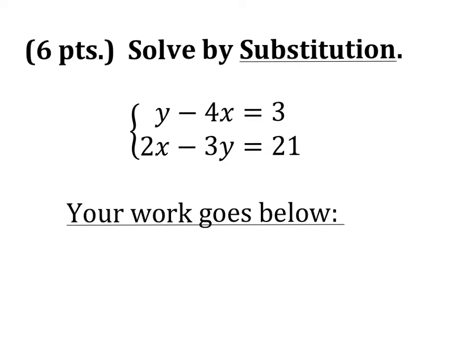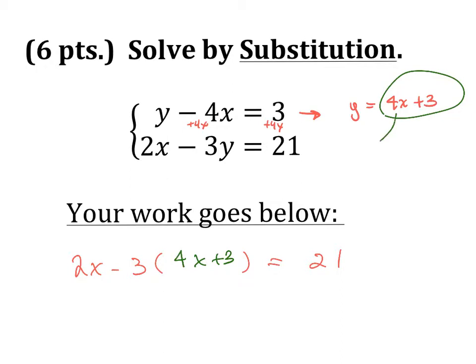Again, we are substituting. However, neither of the equations is solved for y equals or for x equals. So your job is to transform one of them. Top one is probably the easiest one. If I added 4x to both sides, I would get my equation y equals 4x plus 3. Now you can plug that into the 2x minus 3 times y equals 21, because if that's what y is equal to, then I'm going to put that in there.